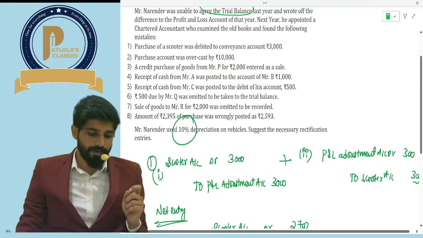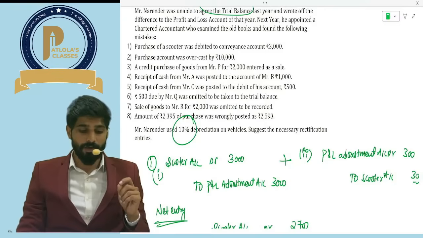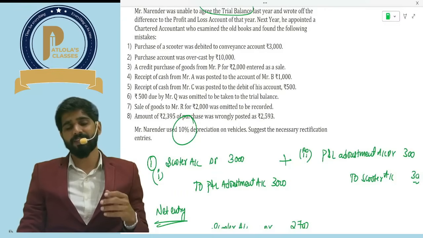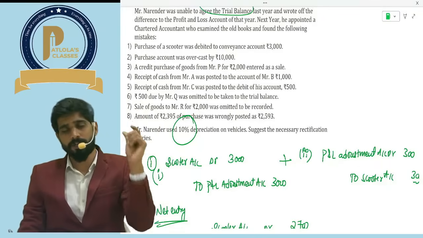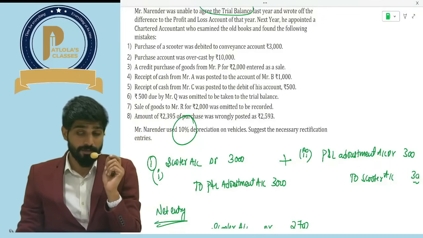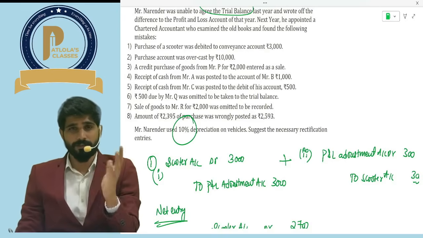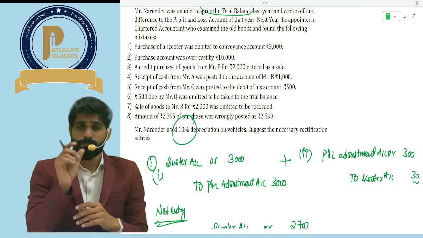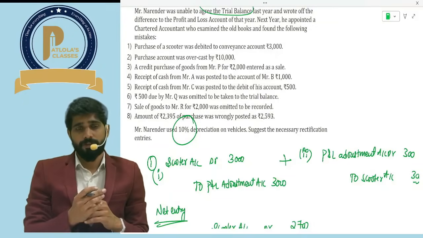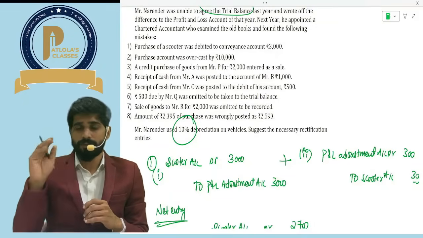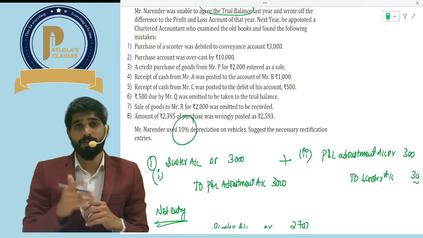10,000. Wonderful. Please come to the third one. A credit purchase of goods from P for 2000 was entered as sale. It's very simple. When you purchase goods from P, you should have written an entry purchases account debit to P. But what have you done? You have treated that as sale, meaning you have written it as P account debit to sales. So let us understand in detail. P account should have been credited, but whereas P account is debited. Instead of crediting P account by 2000, they have debited P account by 2000. So can I say P account will be more on the debit side by 4000?